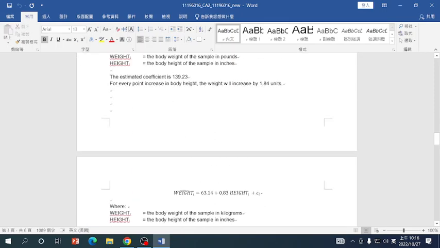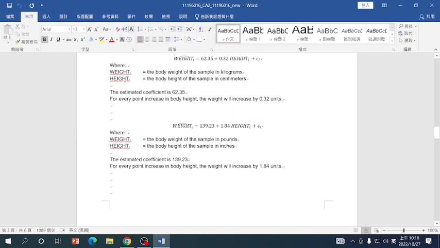Can you explain the comparison between these two? Here's the weight, right? Here we have our variable, only variable height. So for every point increase in body height, for instance, 1 centimeter, the weight will increase by 0.32 units.